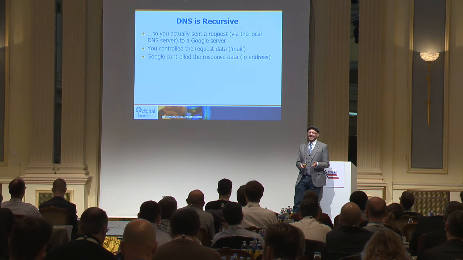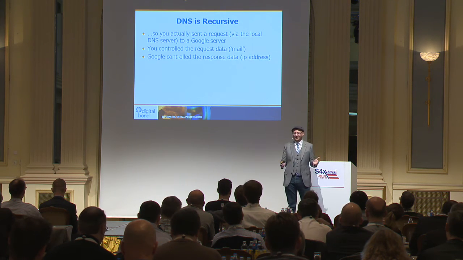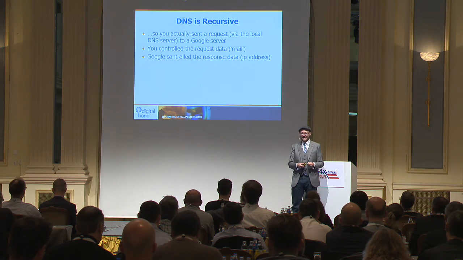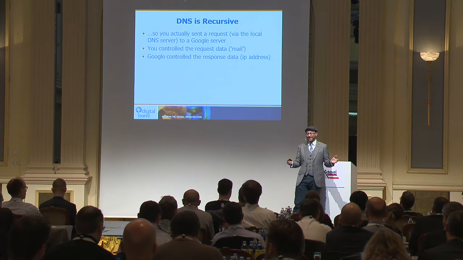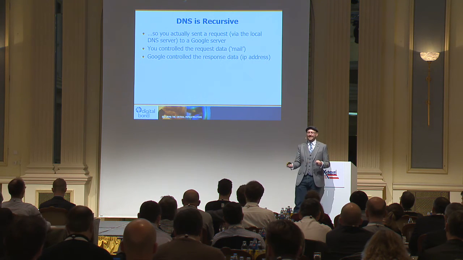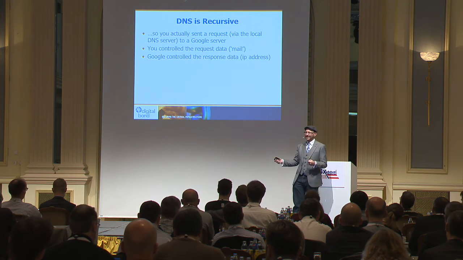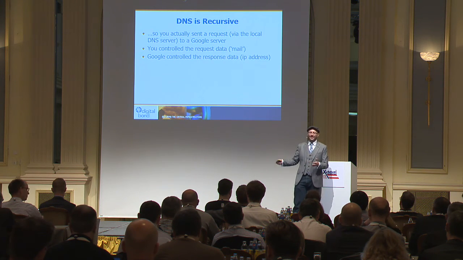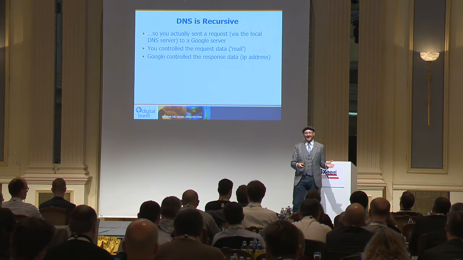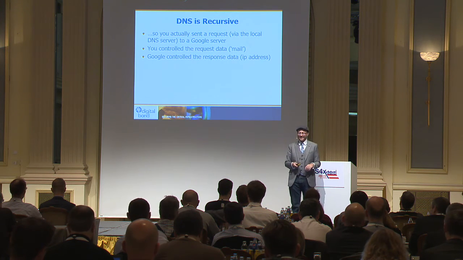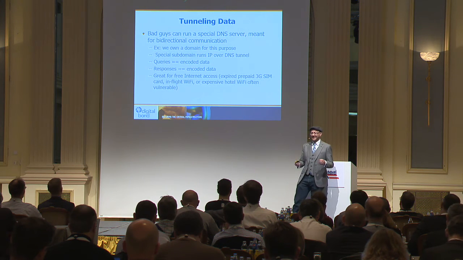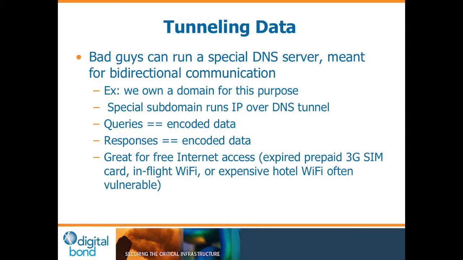So you're actually sending this request with data inside of it, data that you can control if you've compromised that system. For example, the request "mail", and you're sending that request to a server out on the internet, and in this case, Google is controlling the response data, which is an IP address and some other information, and sending it back to you. The cool thing, if you're an attacker, is you can run a special DNS server that's meant for bidirectional communication.